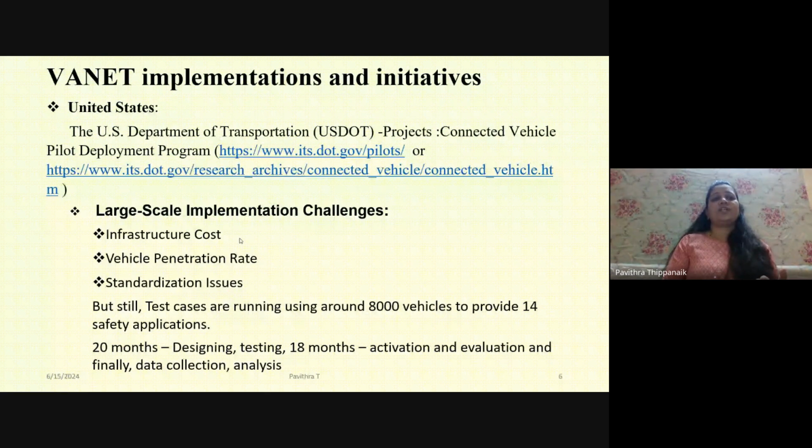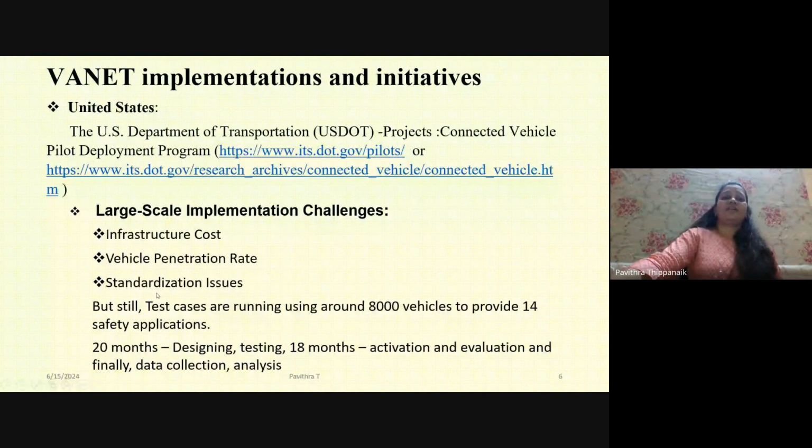Therefore, the next question is, how do we increase the number of vehicles with OBUs? For that, the government has to take the help of the automotive industry and ask them to manufacture their vehicles along with the OBU. Then only communication can be possible. Therefore, the second challenge lies in vehicle penetration rate.